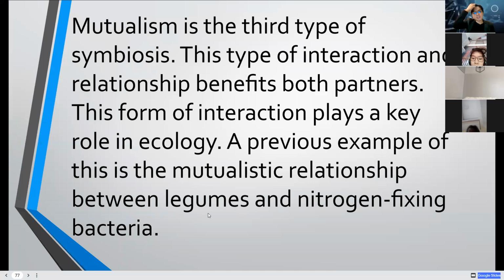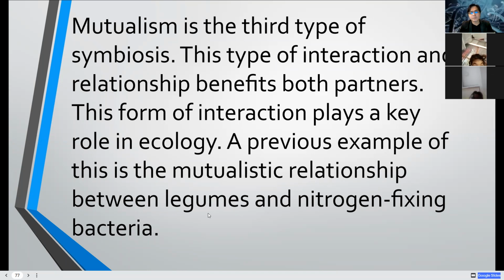Yes. A prime example of this is the mutualistic relationship between legumes and nitrogen-fixing bacteria. Okay? Legumes need the nitrogen-fixing bacteria in order to fix the nitrogen in the atmosphere, so that it can be converted into nitrates and nitrites, or ammonia. They cannot actually use it unless it is fixed. And the nitrogen-fixing bacteria need the plant in order for them to survive. So it is a mutualistic relationship.